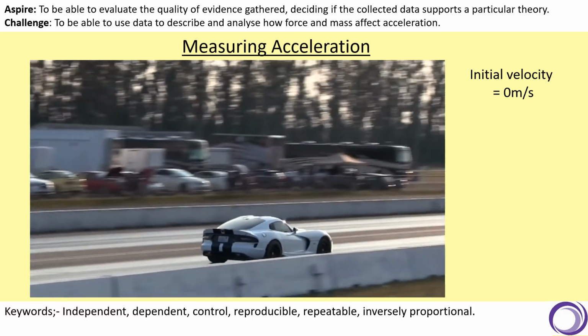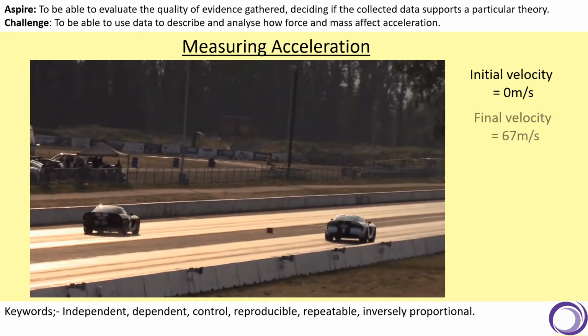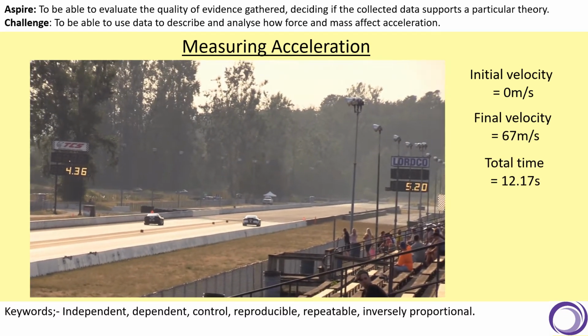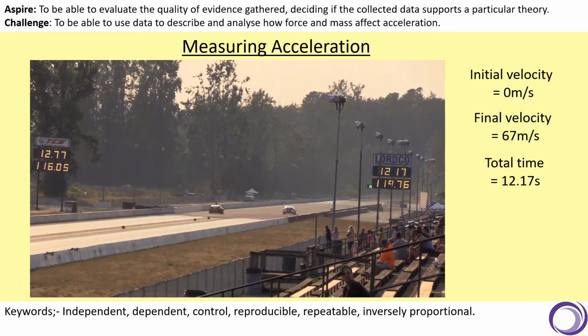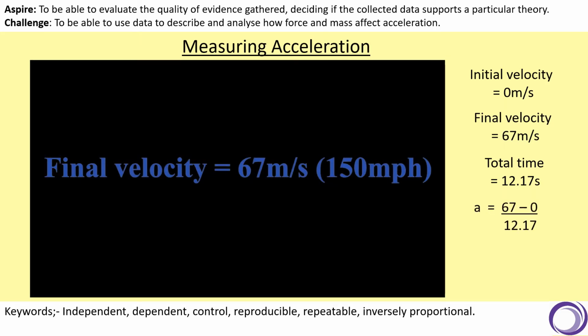So we can get the final velocity when the white car crosses the line, 67 meters per second, and a final time, a total time to do that, 12.17. So the acceleration is the change in the velocity divided by the time taken. So 67 minus 0 divided by 12.17 gives you an acceleration of 5.5 meters per second squared. In other words, every second the car is going at a speed that increases by 5.5 meters per second.